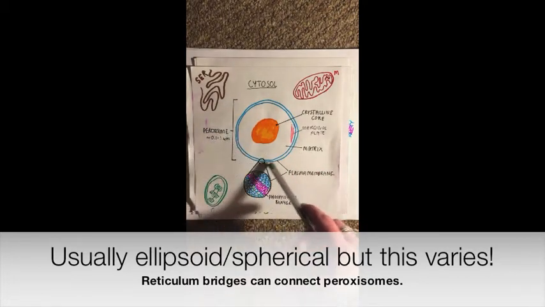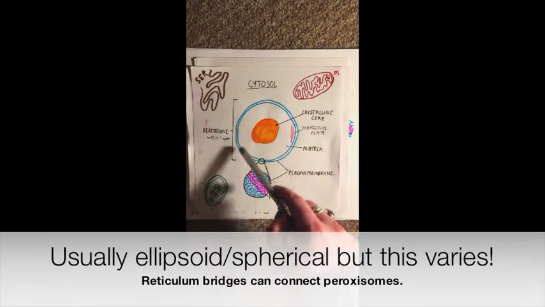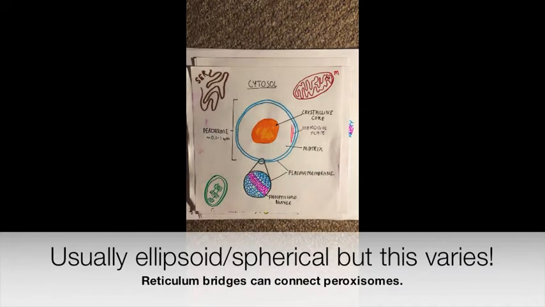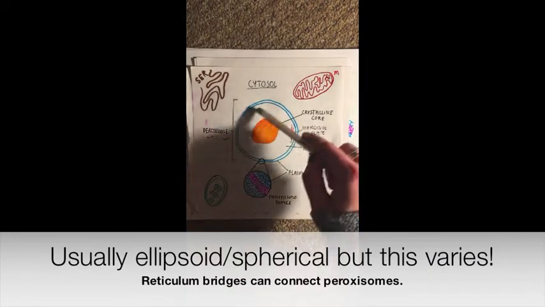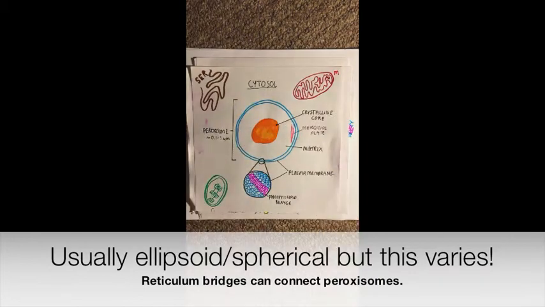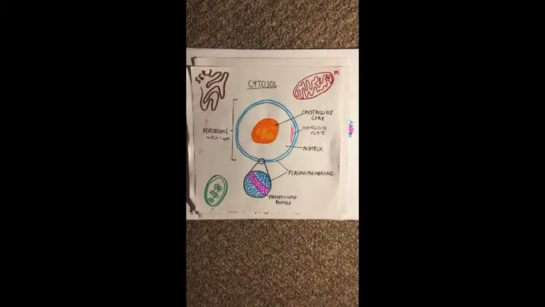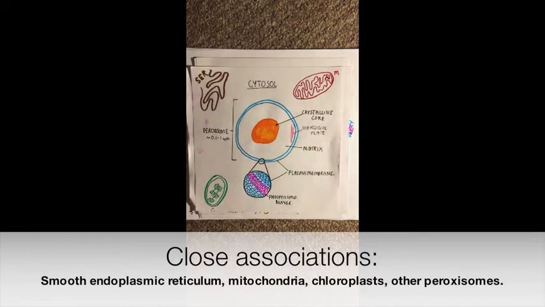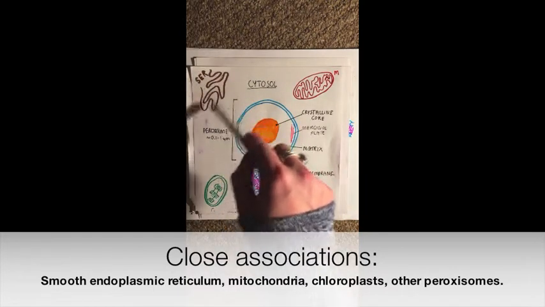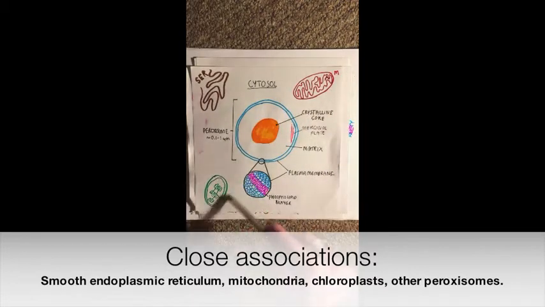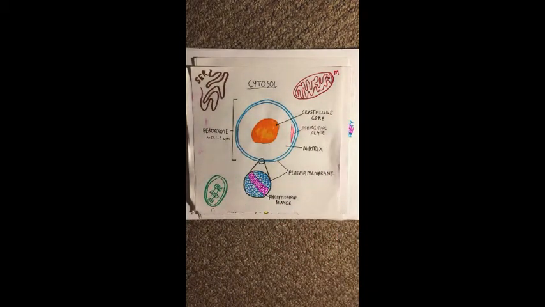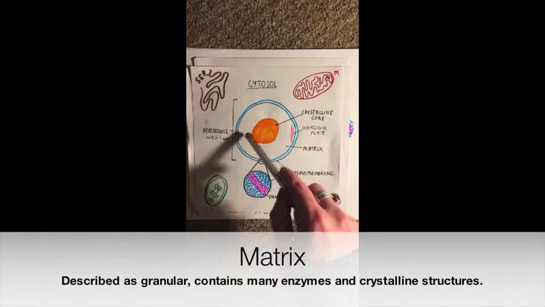There is random sectioning and compartmentalization within the peroxisomes. Hourglass-shaped reticulum bridges may or may not also be present. These bridges connect peroxisomes. The peroxisome may also be in close association with smooth endoplasmic reticulum, mitochondria, or chloroplasts. There is an inner matrix which contains many enzymes relative to function.